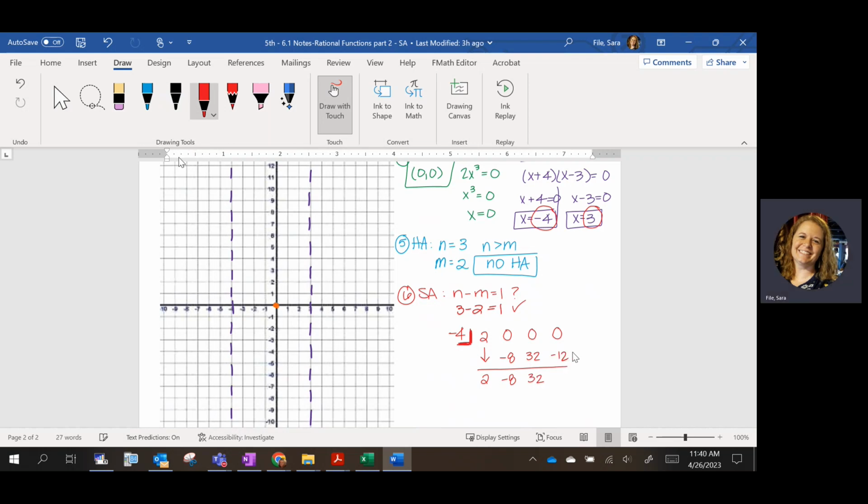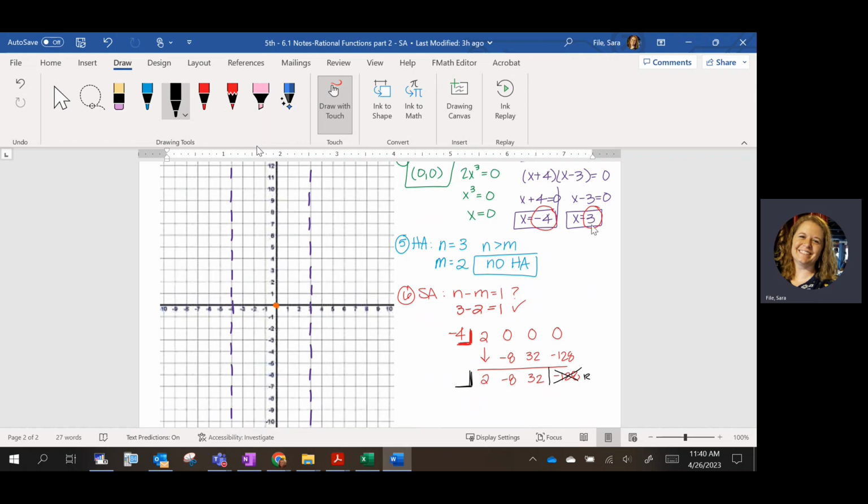-4 times 32 is -128. Now, we said that this last term is the remainder. And do we care about the remainder? No. Not for slant asymptote, we don't. Okay, is this linear yet though? No, there's 3 terms here. This is quadratic. You've got x squared, x, and constant. So this is what makes it different. We are not done yet. We're going to have to continue finding our slant asymptote by continuing our synthetic division.